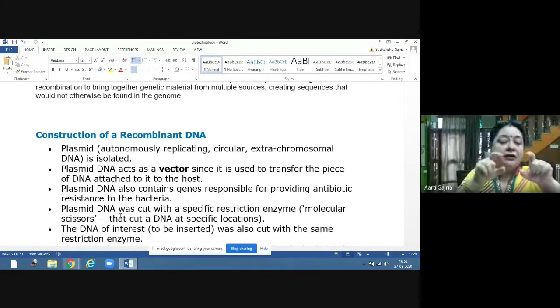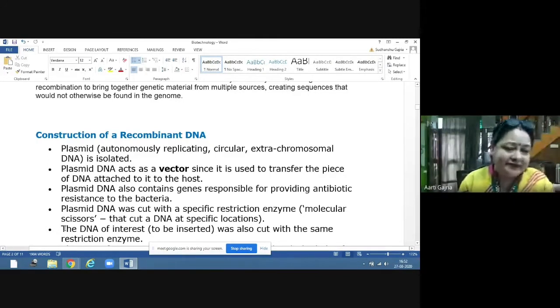They are sequence specific. So if a restriction enzyme is cutting the DNA between A and G, it will always cut between A and G. It will never cut anywhere else. So they are specific enzymes which cut the DNA at a specific location.